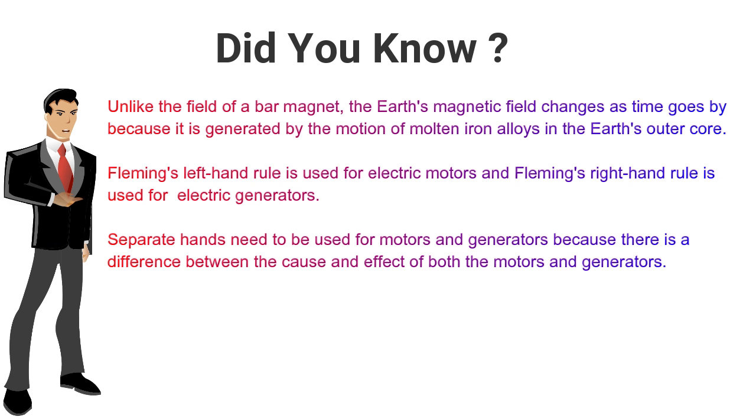Fleming's left-hand rule is used for electric motors, and Fleming's right-hand rule is used for electric generators. Separate hands need to be used for motors and generators because there is a difference between the cause and effect of both the motors and generators.